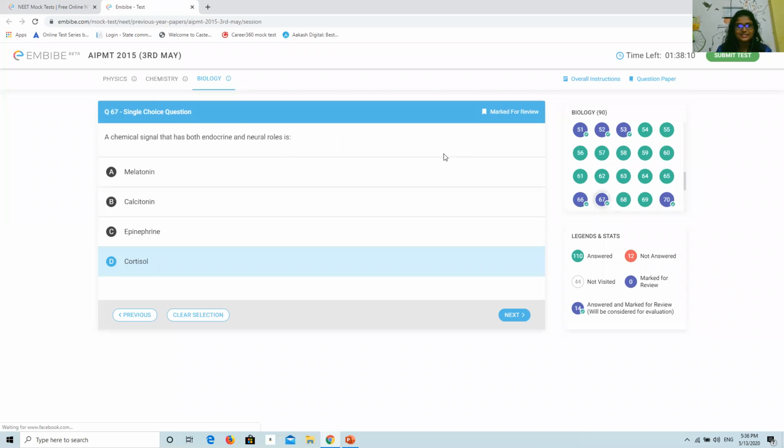Moving to the next. The chemical signal that has both endocrine and neural roles is... now I had marked cortisol, because I personally thought that cortisol is also released by your adrenal. I had read once that cortisol is an important pregnancy hormone, but no, it is not like that.